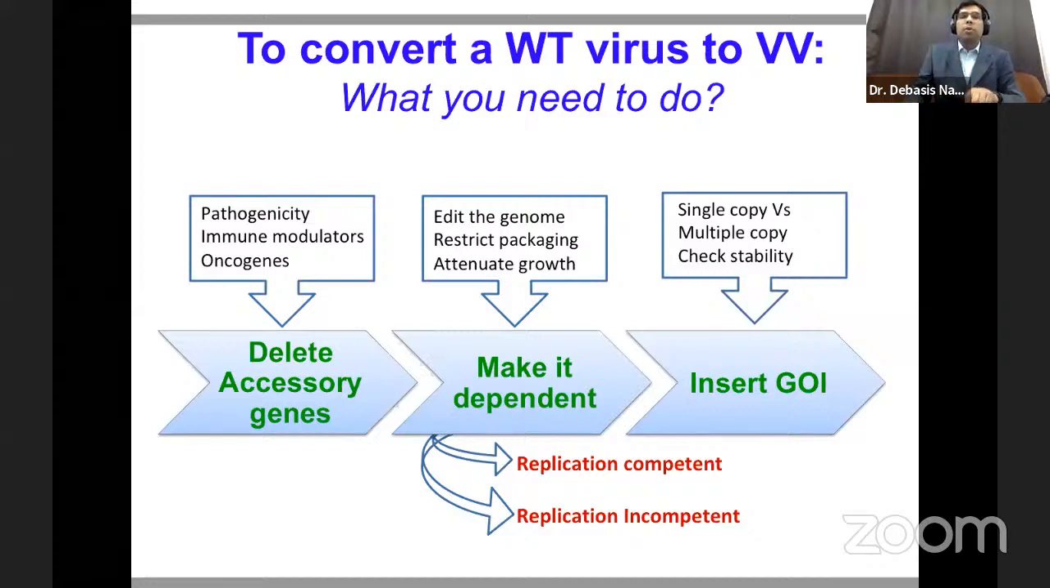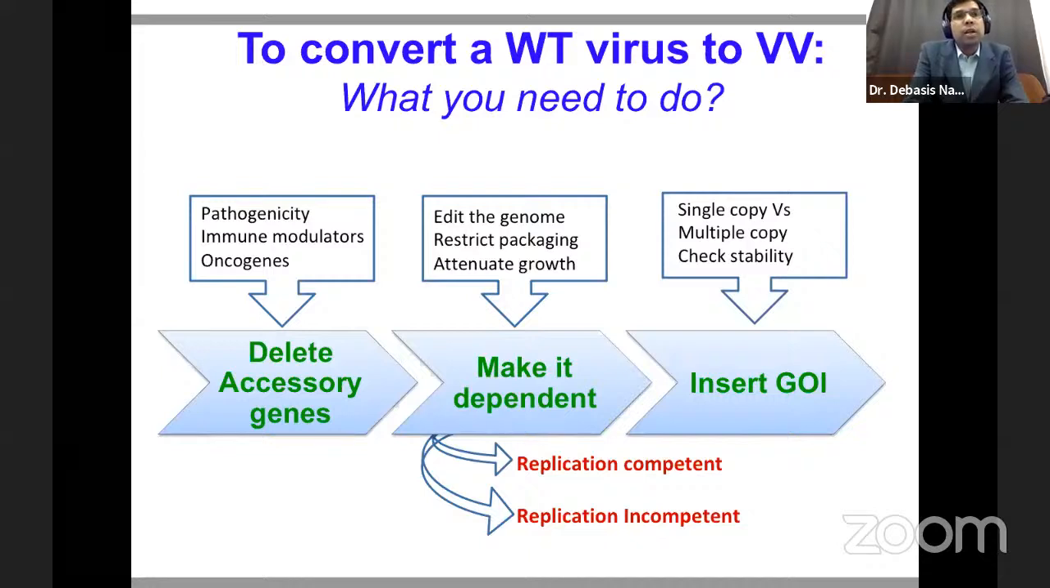So based on this information, we can make a vaccine vector as replication competent or replication incompetent. Replication competent means you design it in such a way that it will independently replicate, 1 to 2, 2 to 10, 2 to 1,000. It will go on, but it will not cause disease. In other words, replication incompetent means it will go and produce only one round. It will not replicate to produce its progeny.